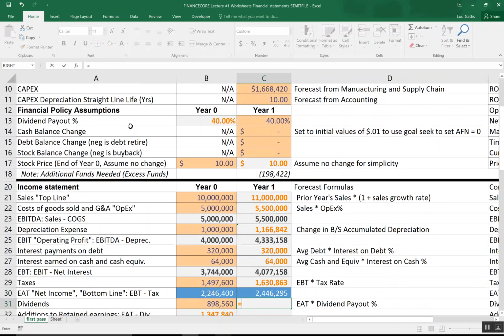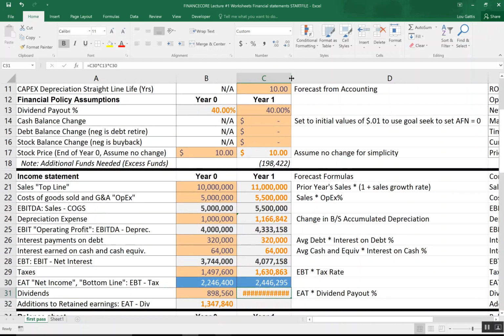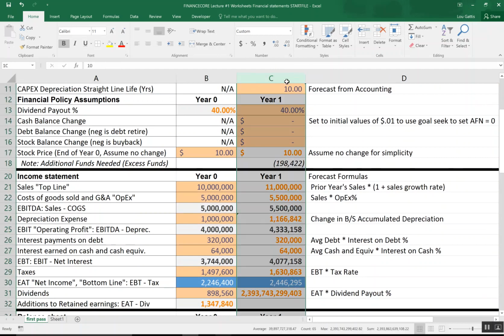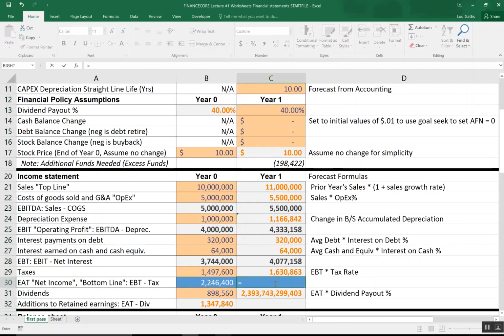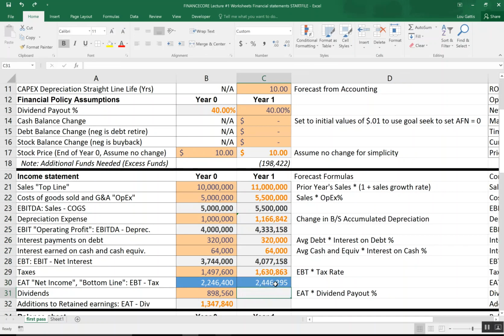We're going to have dividends. Historically, they paid 40% dividend payout rate times the net income. Looks like I made a mistake there. Let's try that again. Dividends are going to be net income times 40%.